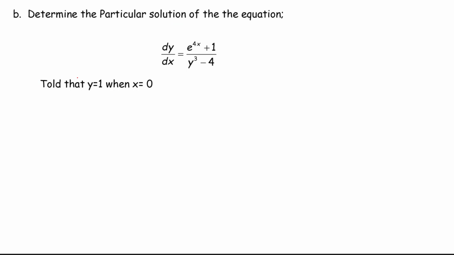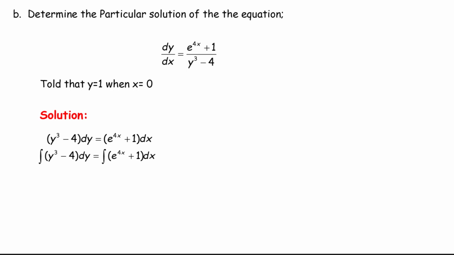Okay, so as before, we need to separate the variables. Get everything with dx and x together and everything with dy and y together. So in this case, I've got a y squared minus 4 on the bottom and I've got e to the 4x plus 1 on the top. So bring the y cubed minus 4 to the other side, and you're going to get y cubed minus 4 times dy. And then the dx comes up to the other side and you get e to the 4x plus 1 times dx. So now we have to get rid of dy and dx, so we integrate both sides.